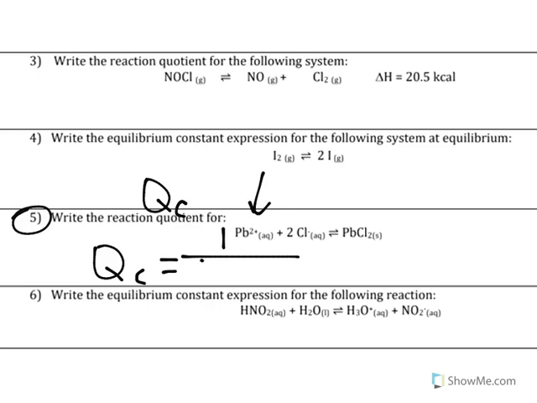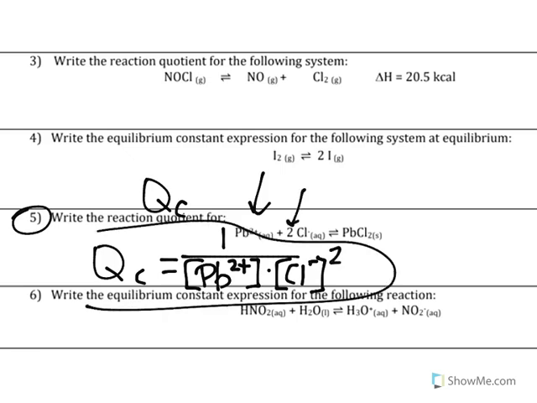The lead 2 plus, Pb, make sure you include the 2 plus here or it's not the same thing, times the chloride minus ion. So it's a terrible minus sign. And don't forget to square it because of the 2 coefficient. And this right here would be your reaction quotient expression. Okay?